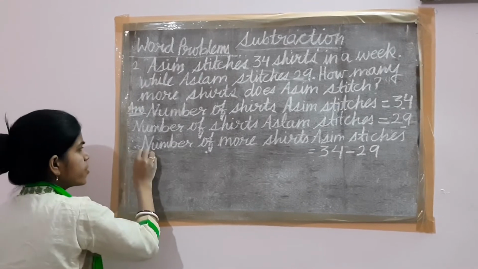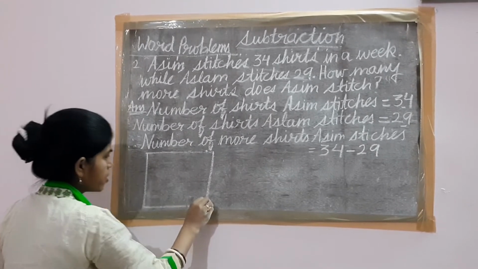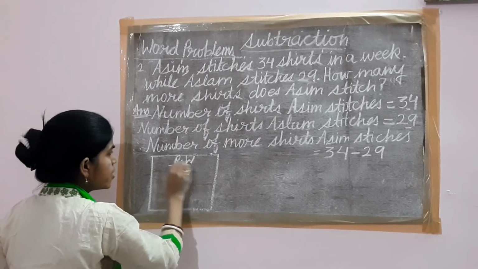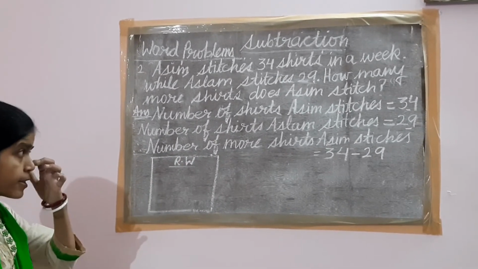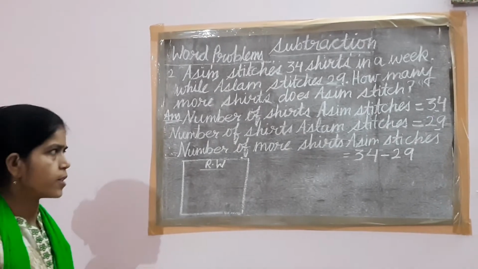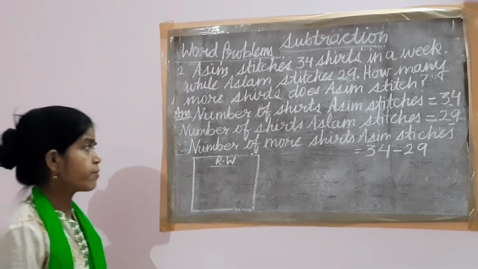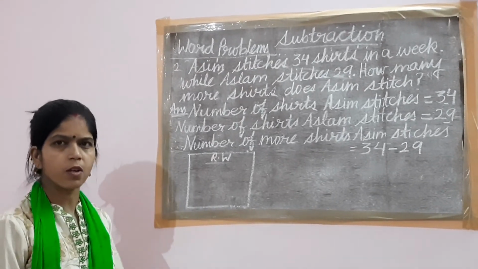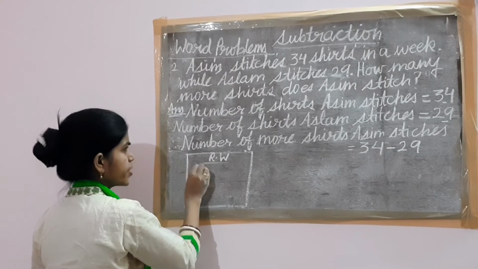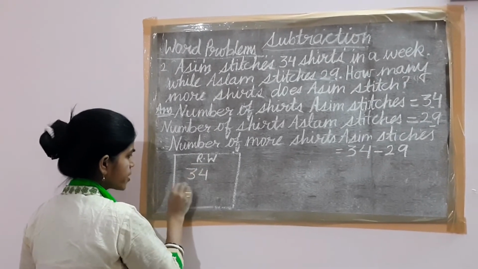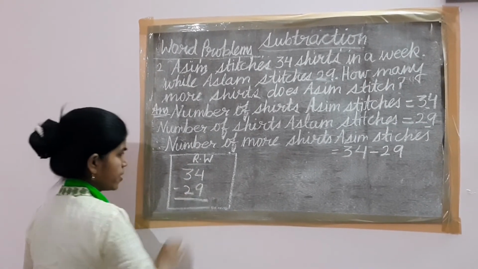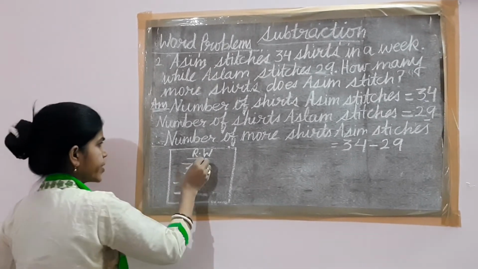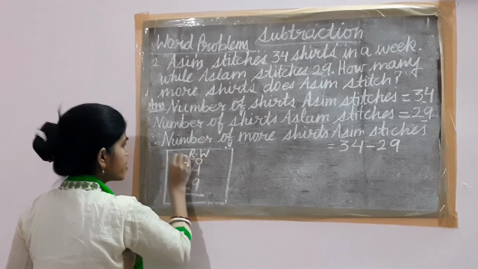Then don't forget to do the rough work or the calculation there only, because the teacher will check your copy, then the teacher will think you have done it on your own. Otherwise the teacher will think you have seen others' answers and written them there. So it's better you solve it there. 34 minus 29. I have not written one sentence here, but if you want you can write.